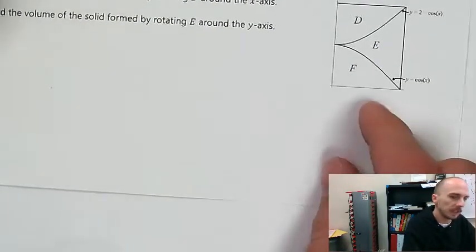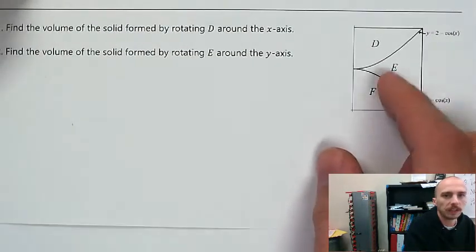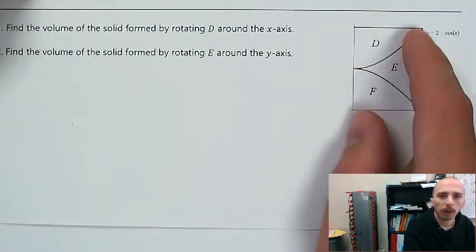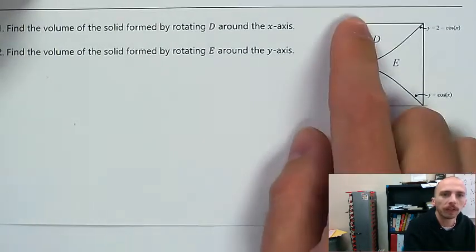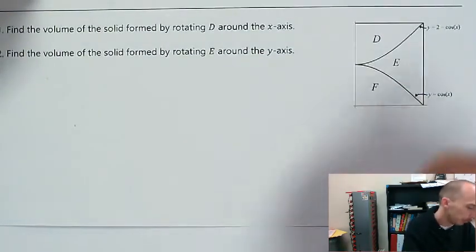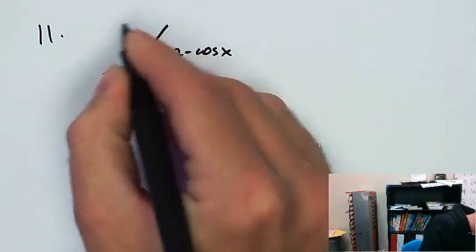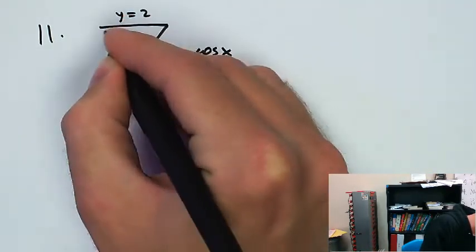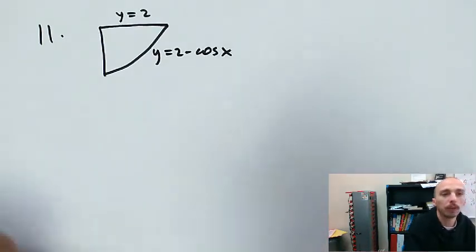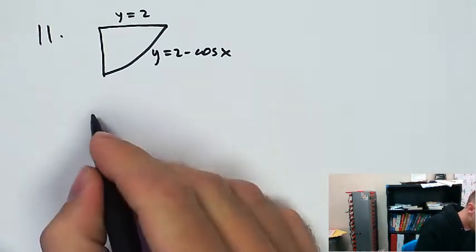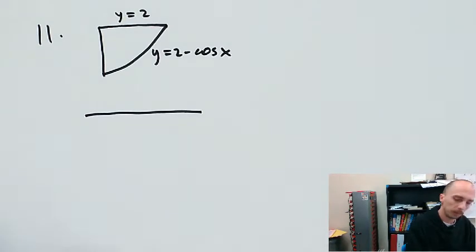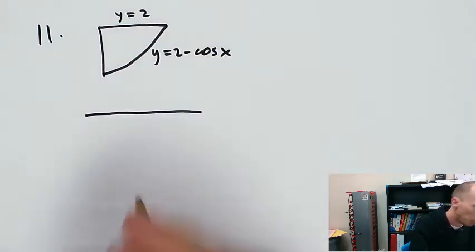First one, and these are going off of D, E, and F, which are just D and E, I suppose. D and E are bounded by the graphs of y equals 2 minus cosine x, y equals cosine x, x equals 0, and x equals pi over 2. So we're going to rotate D around the x-axis. That's y equals 2. That's the x-axis, or the y-axis, which is x equals 0, and we are rotating around the x-axis, which is y equals 0.